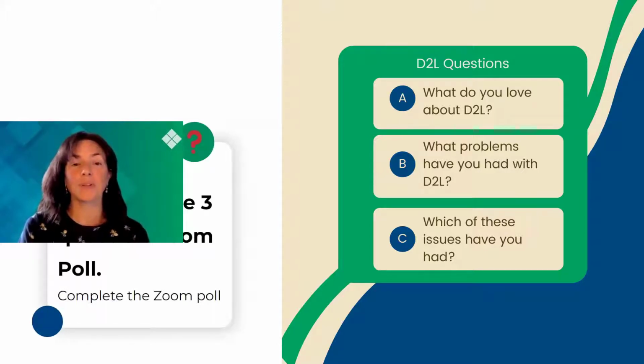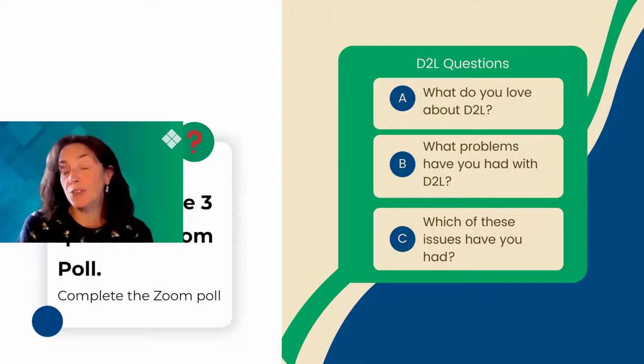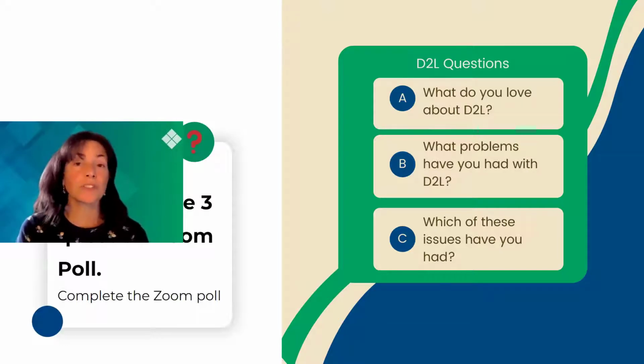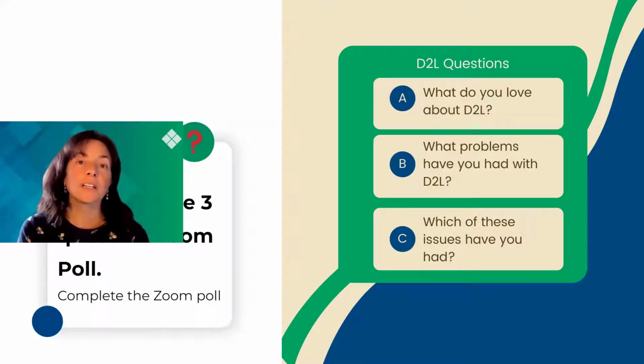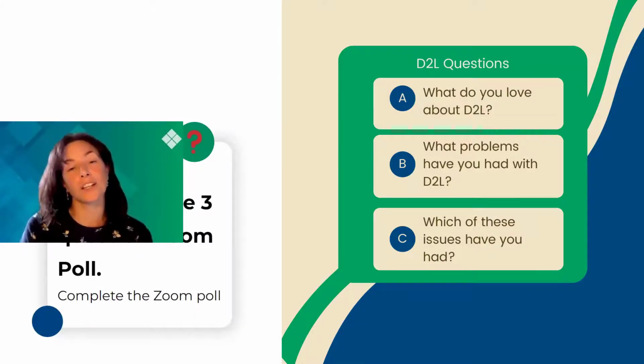Now, first, we're going to start with a 3-question Zoom poll. I'd like you to go ahead and complete that poll. The first question is, what do you just love about D2L? If you're an intermediate or advanced, you've used D2L at least a little bit, or you have some idea about it, most likely. What are you excited about using, or what do you love about D2L? And the second question is, what problems have you had with D2L? What issues? And the third question gives you some specific things to think about if you've had those particular issues.